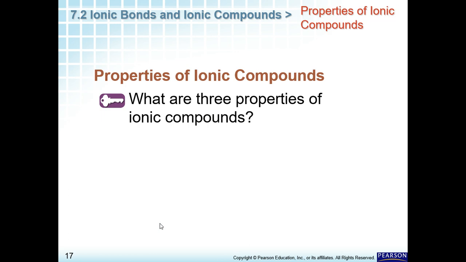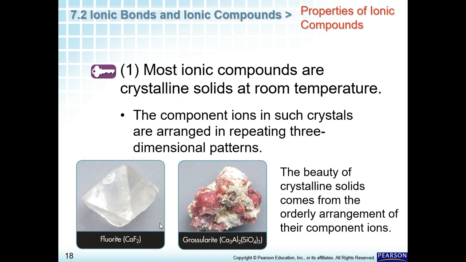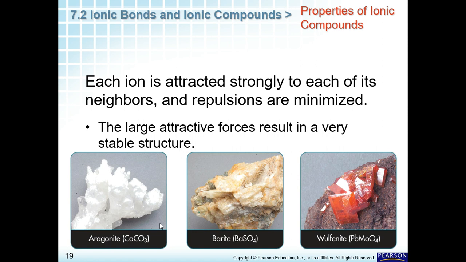So what are some properties of ionic compounds now that we've learned about them? Well, there are 3 properties of ionic compounds. The first is that most ionic compounds are solids at room temperature, and a lot of them form crystals. These crystals tend to be repeating 3-dimensional patterns, and they have a pretty orderly arrangement. Now, each ion is super strongly attracted to its neighbors, and so therefore, that's why they tend to form these solid crystal structures, and they're actually very stable.